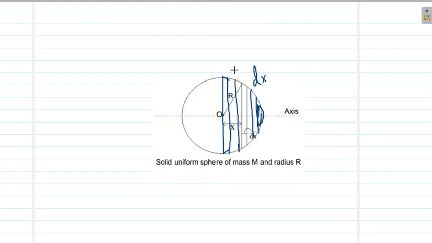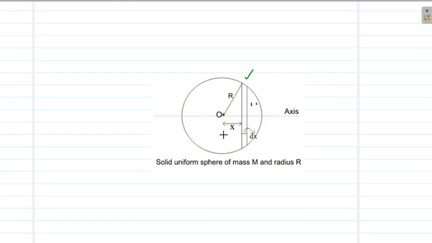So this is the cross-sectional view of such a disc. We have chosen a particular disc here, which is at a distance x from the origin. Now let us calculate the moment of inertia due to this disc alone. And from our basic knowledge, we know that if you are able to define the moment of inertia of this disc, then we can integrate for all the discs that are present inside this sphere to find out the total moment of inertia.